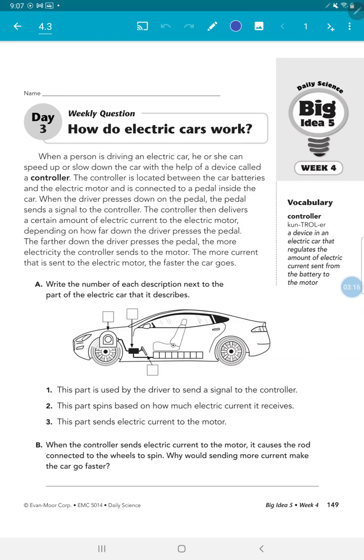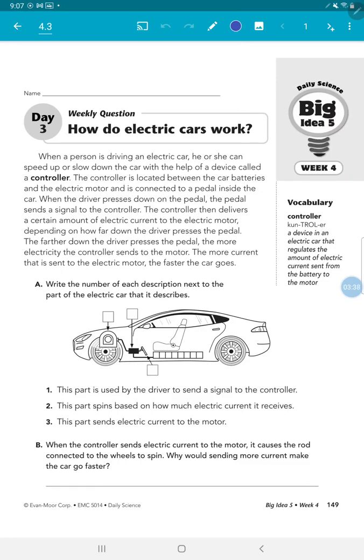Okay, it controls what? The speed. Yeah, it's going to control the speed. So the harder you push the pedal or the controller, what happens? Goes faster. What if I back my foot off the controller? It's going to slow down and go slower. Okay?